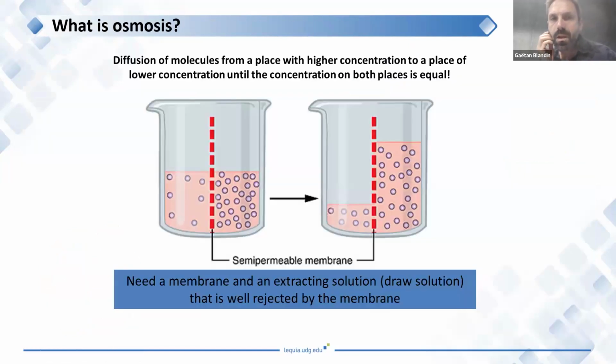So now let's go to osmosis. So basically, what is osmosis? Basically, diffusion of molecules from a place of higher concentration to a place of lower concentration to equilibrate the concentration of these molecules. So if you have a membrane in between two solutions and an extracting solution, you could migrate the water from one side to the other side.